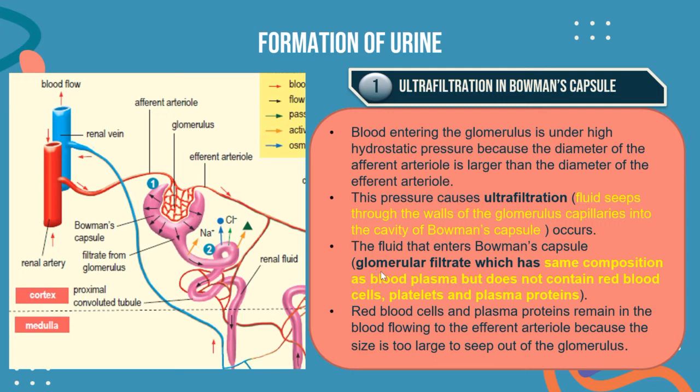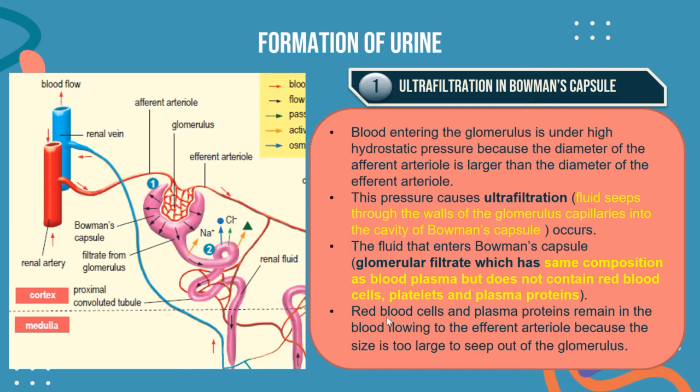Okay, so let's take a look here. The fluid that enters the Bowman capsule is called glomerular filtrate, which has the same composition as blood plasma, but does not contain red blood cells, platelets, and plasma protein. So in the glomerular filtrate, there are no red blood cells, no platelets, and no plasma protein.